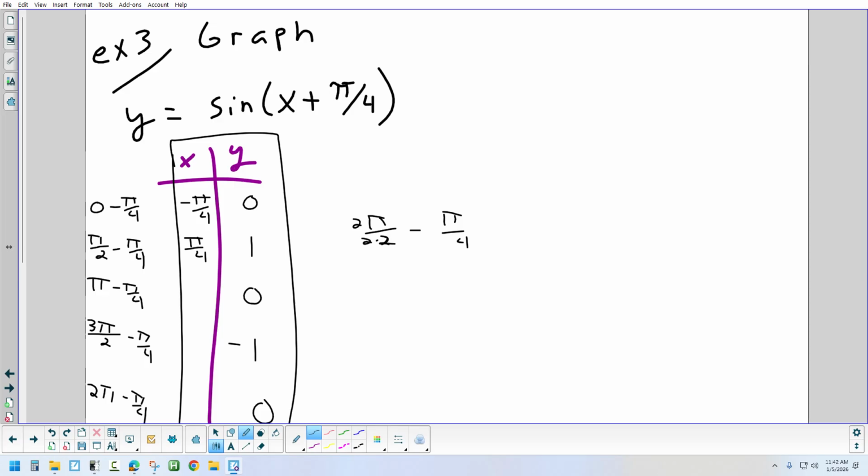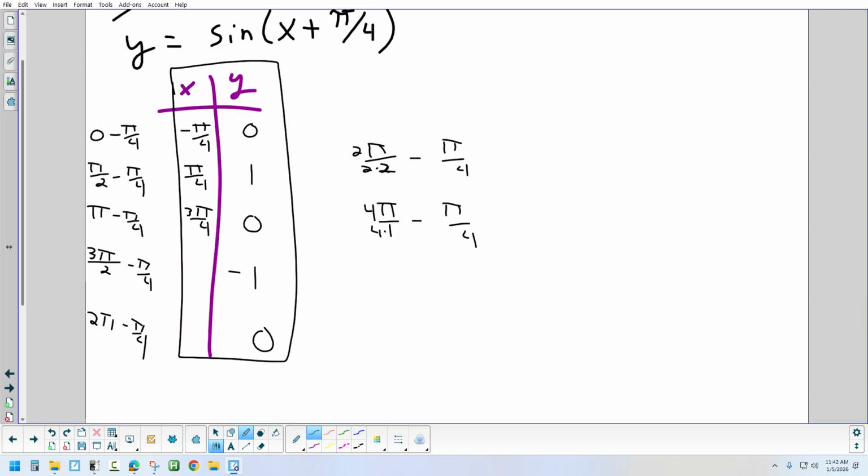Pi minus pi over 4. What's the denominator on the pi right now? Because there isn't one. 1. Yeah, it's a 1. Common denominator between 1 and 4? 4. Times 4 times 4. What's 4 pi over 4 minus 1 pi over 4? 3 pi over 4. And so we have negative 1, 1, 3.